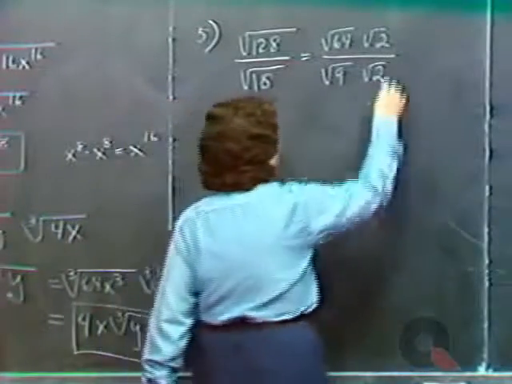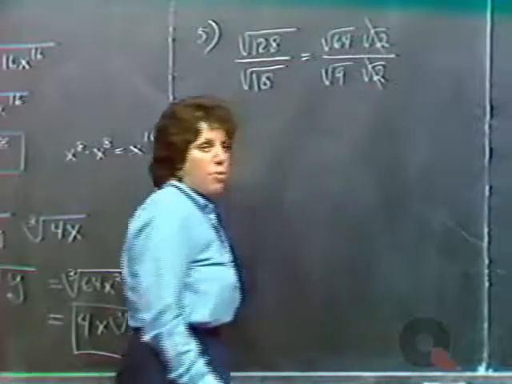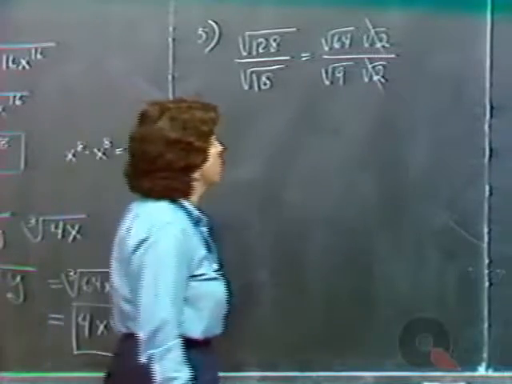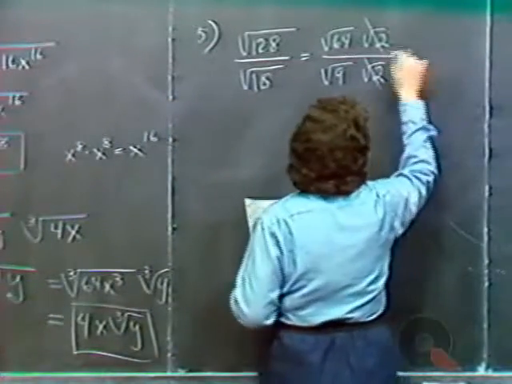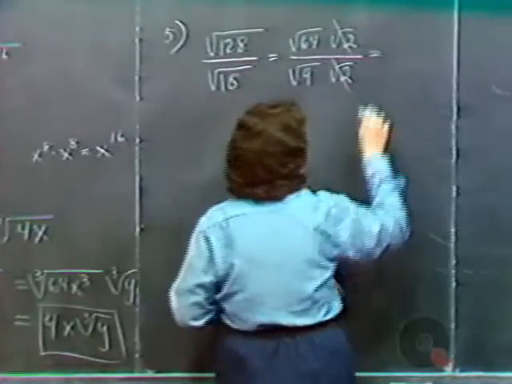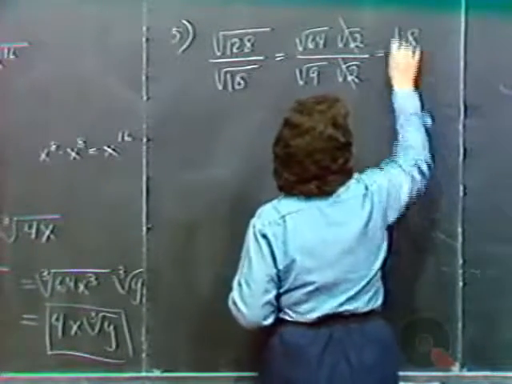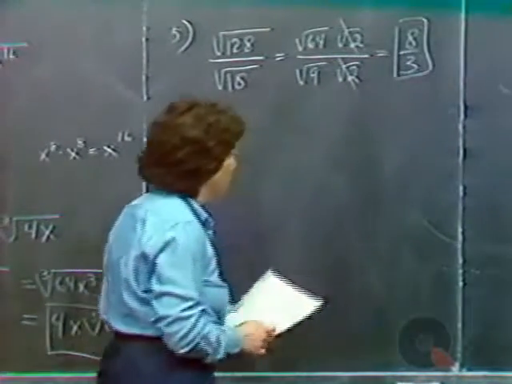We can divide numerator and denominator by the square root of 2. We get the square root of 64 over the square root of 9, and they both happen to be perfect squares under the radical, so we get 8/3 as our answer.